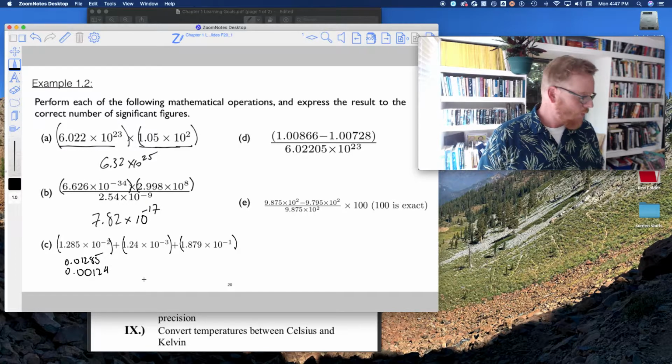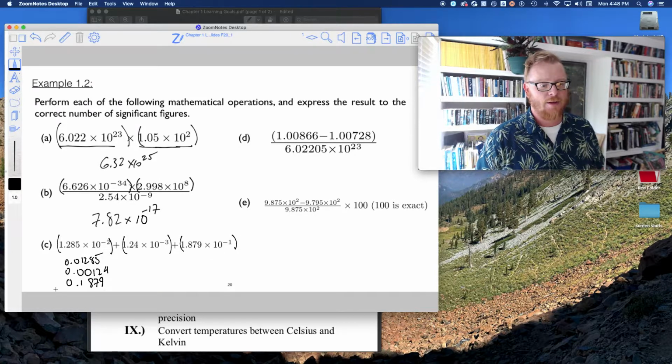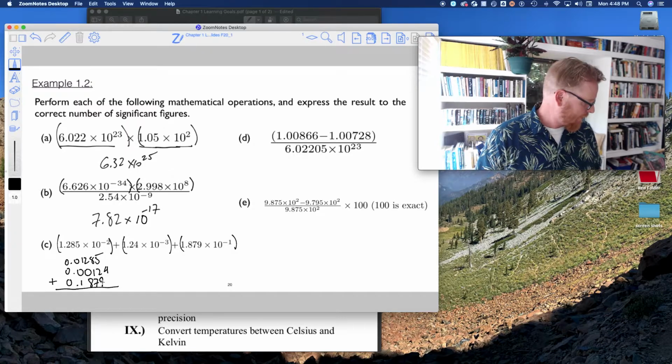0.00124. And then now 1.879 times 10 to the minus 1, that just goes 1, and then that means it's 0.1879. And so now when I line all of these up and add them, okay, I've got 4 decimal places, 5 decimal places, and 5 decimal places. It's that 4th decimal place. So the 8, the 2, and the 9.